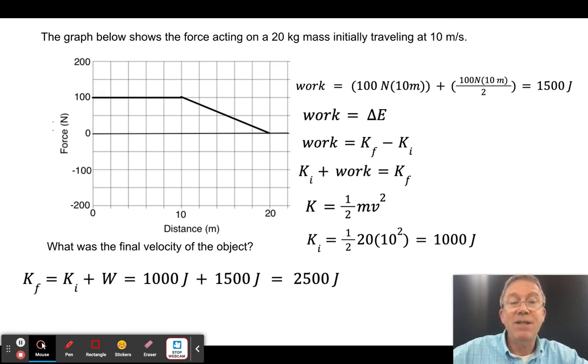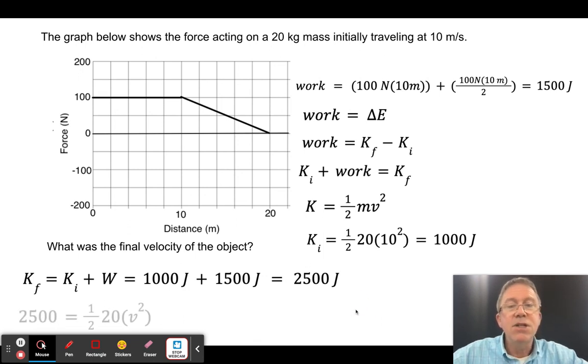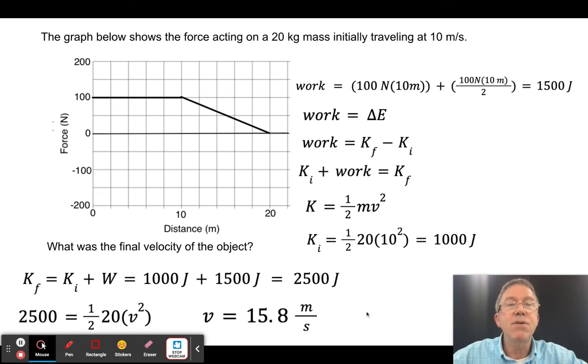So I want to know how fast is it going? Well, I know its mass, and I know the kinetic energy. So I can simply solve this equation, substituting this for its kinetic energy and solving for v. And when I do, I get 15.8 meters per second. So it was going 10, and now it's going 15.8.